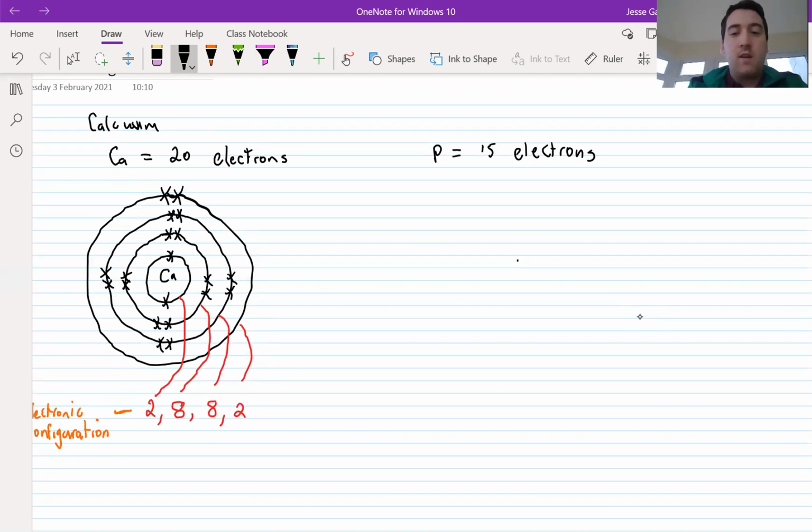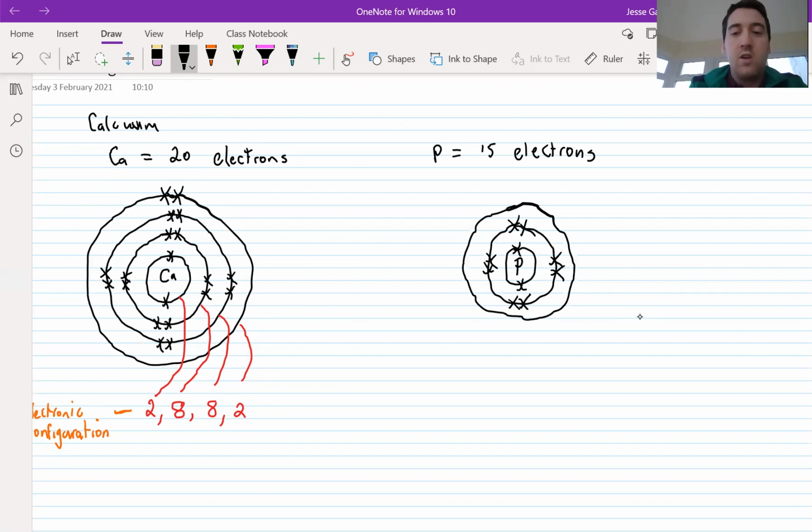We would have a capital P, and we would have 2 electrons in the first shell. We would have 8 electrons in the second shell. That gets me to 10. And I would have 5 more because I have to do 15. I'm going to open the third shell now because the second shell is full, and I'm going to do 5 electrons.